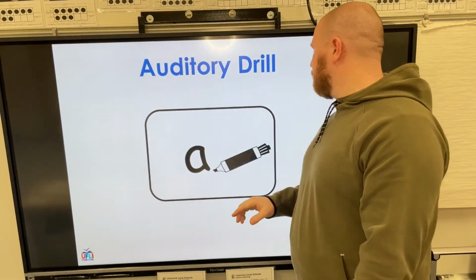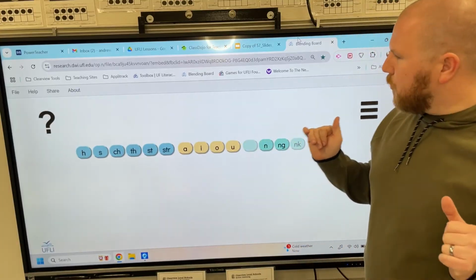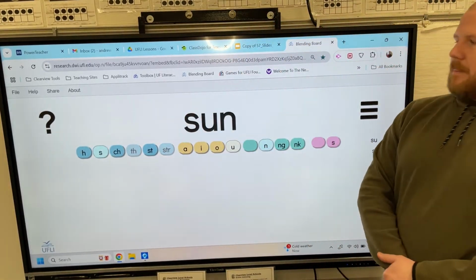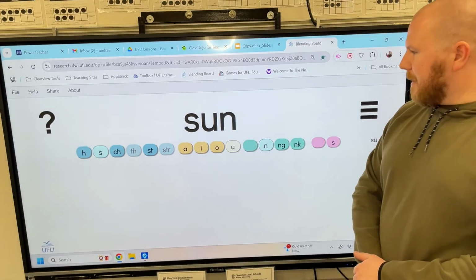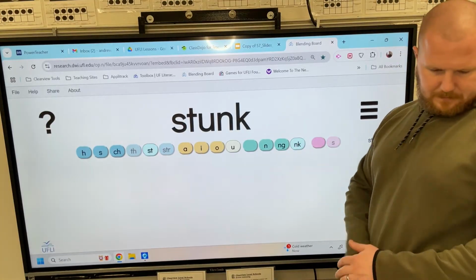We're going to move on to our blending drill. For our blending drill, I'm going to put the words together, and you read them off for me. Starting off with, what's that word? Sun. What about this word? Okay, I'm going to go a little bit faster.